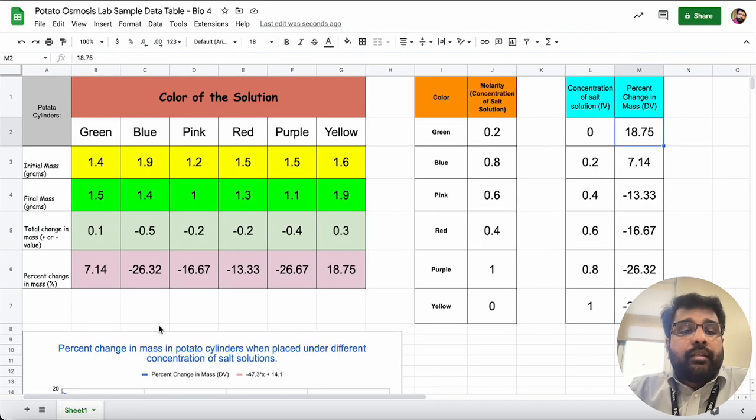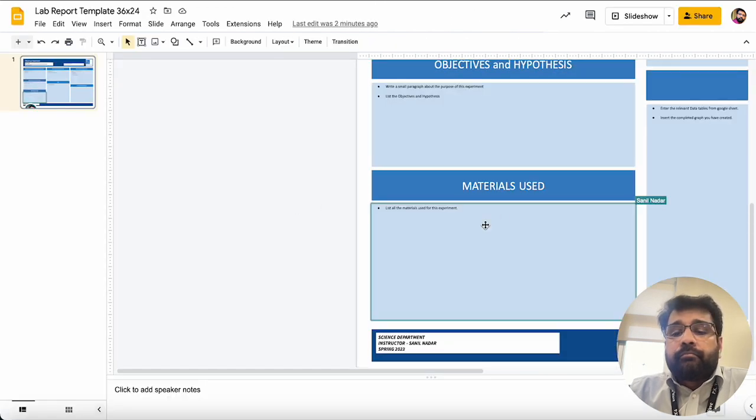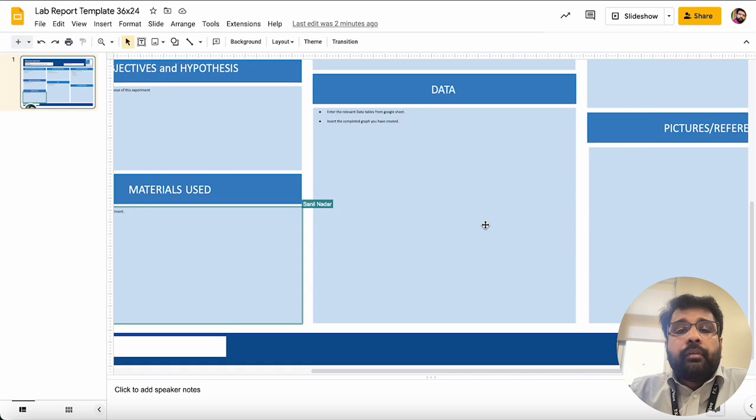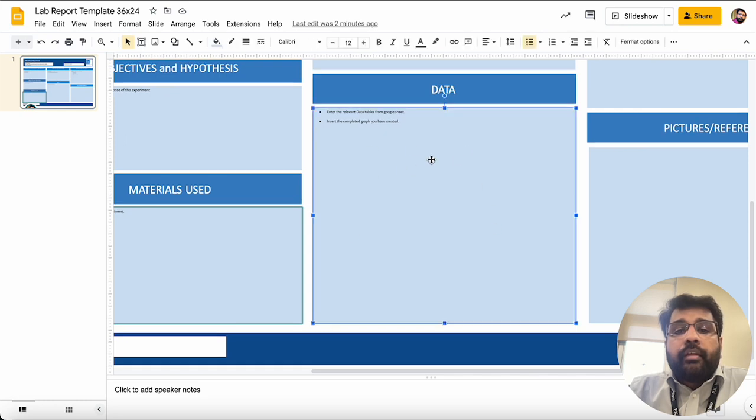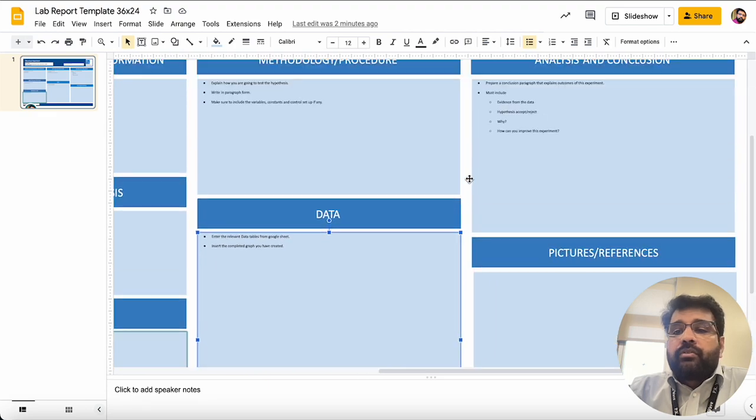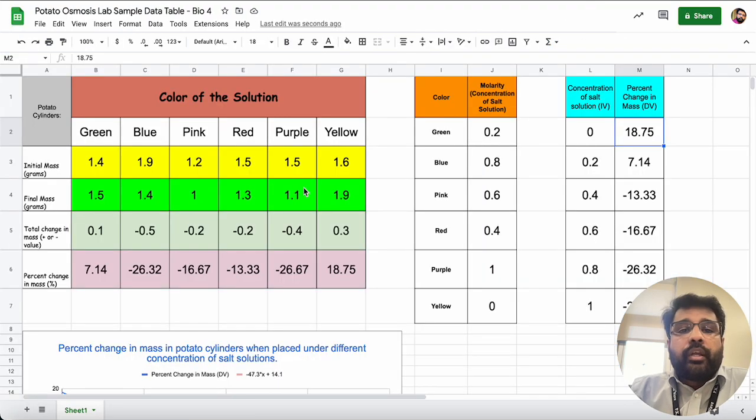You can easily just copy and paste it right here. Right here in this area, data table and the graph. All three data tables and the graph will go exactly right here. So that is very easy. Once you finish working on this, you can just copy and paste there. If you need any help, just let me know. I can help you with that when you do it.